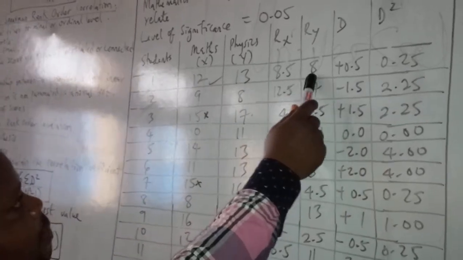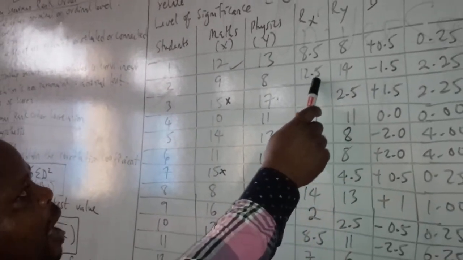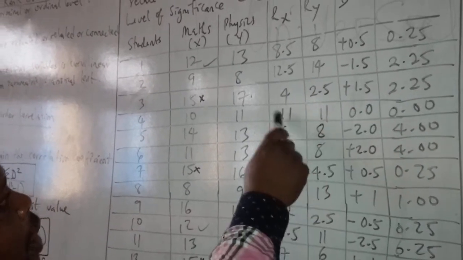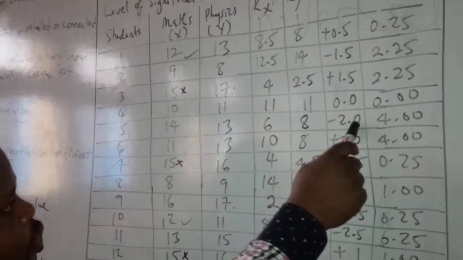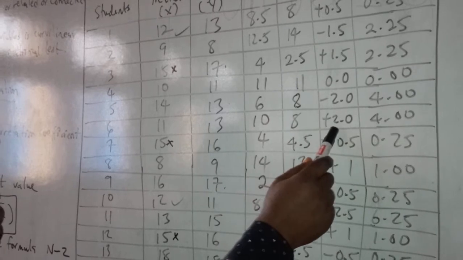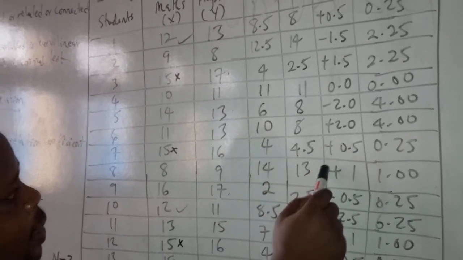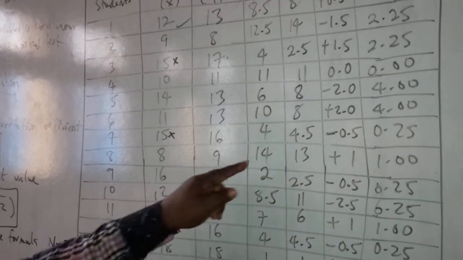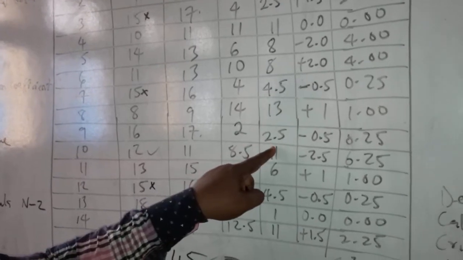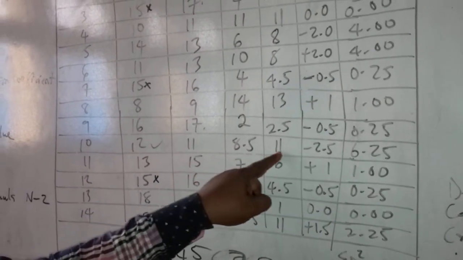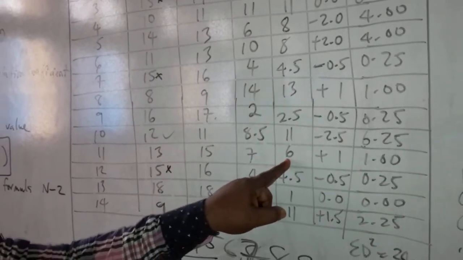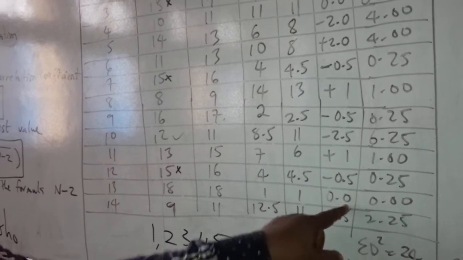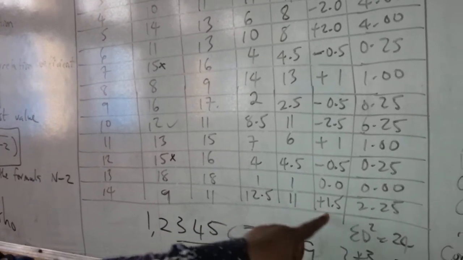Okay? 8.5 minus 8 will give you plus 0.5. 12.5 minus 14 will give you minus 1.5. 4 minus 2.5 will give you plus 1.5. 11 minus 11, 0. 6 minus 8, minus 2. 10 minus 8 will give you plus 2. 4 minus 4.5 is minus 0.5. 14 minus 13 will give you plus 1. 2 minus 2.5 will give you minus 0.5. 8.5 minus 11 will give you minus 2.5. 7 minus 6 will give you plus 1. 4 minus 4.5 will give you minus 0.5. 1 minus 1 will give you 0. 12.5 minus 11 will give you plus 1.5.